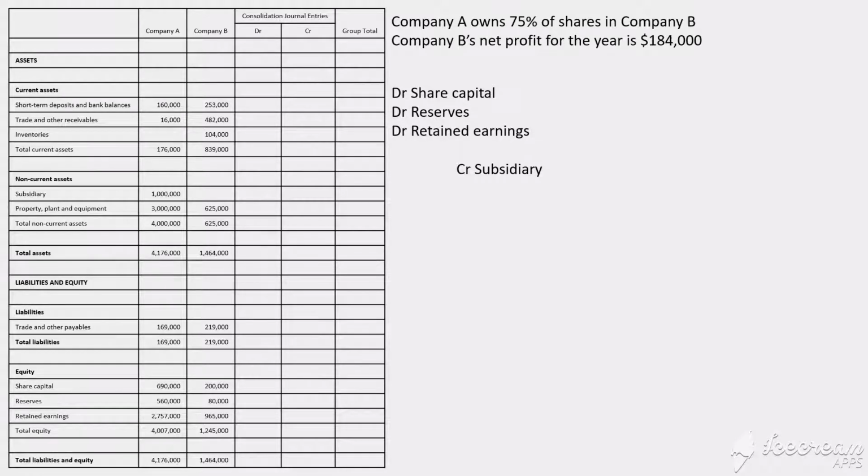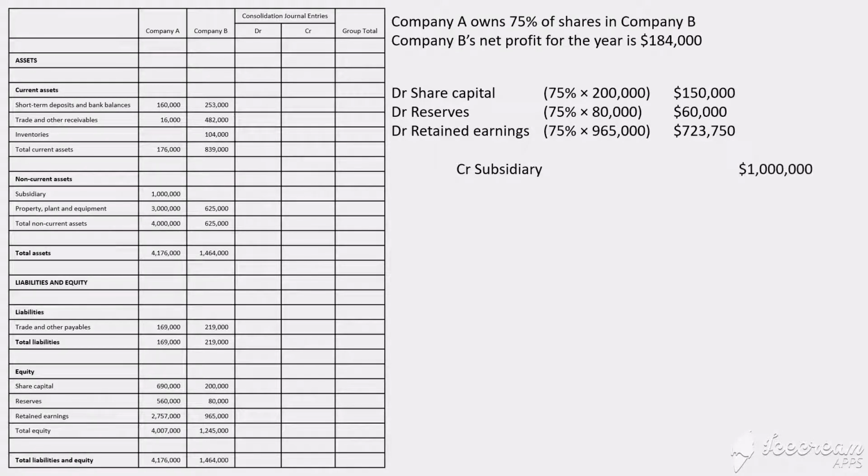But by how much? When we debit share capital, reserves, and retained earnings, it is based on the portion that belongs to the holding company, meaning we must multiply it by the percentage of shares the holding company owns, like this. The amount to credit for subsidiary is always the subsidiary line item in the holding company's account, which is 1 million. Then, we notice we need to debit goodwill by $66,250 to force the total debits to be equal to the total credits.